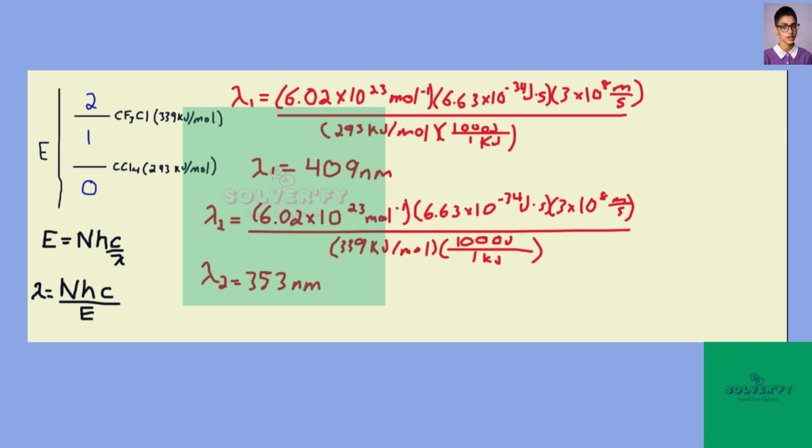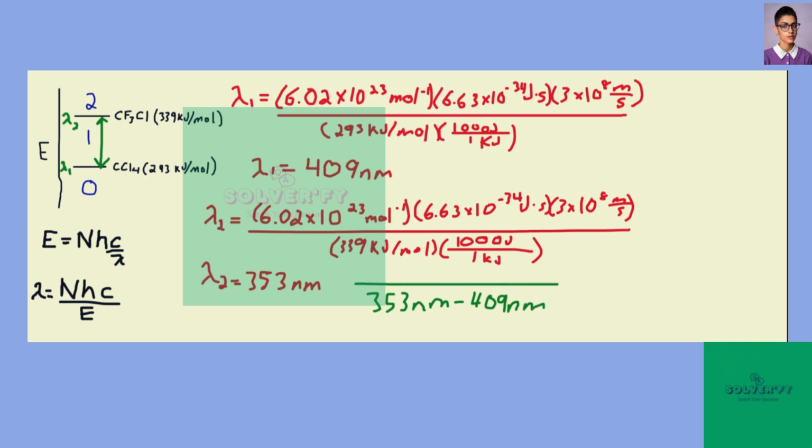So remember, the range we're looking for is between lambda 2 and lambda 1. So this range right here. That means that the range of wavelengths of photons that can cause one C-Cl bond to rupture, but not the other, is going to be from 353 nanometers to 409 nanometers.